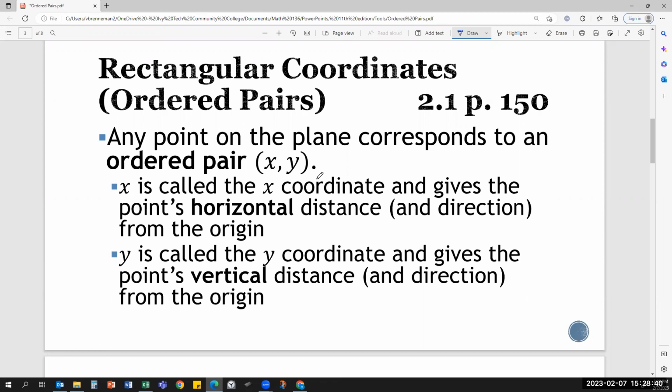Don't confuse these parentheses with the parentheses of an interval. An interval with parentheses (a, b) is a starting and an ending value, but those are on one single number line. So it could be a starting x and an ending x, a starting y and an ending y, but they're in one dimension rather than two dimensions.